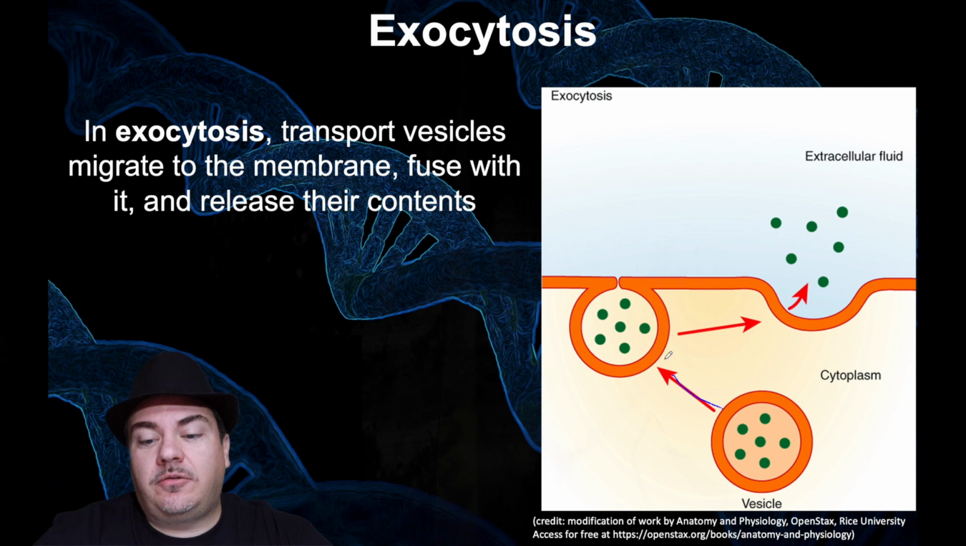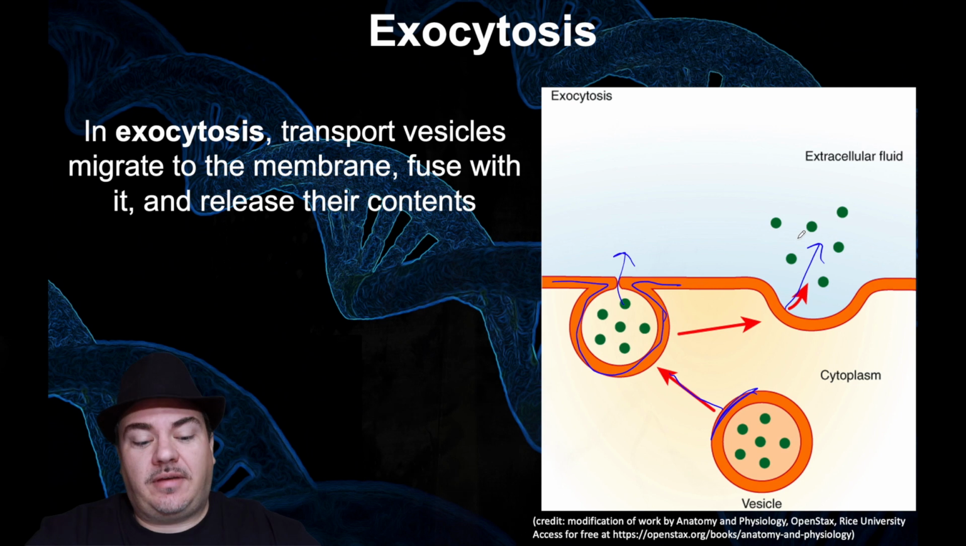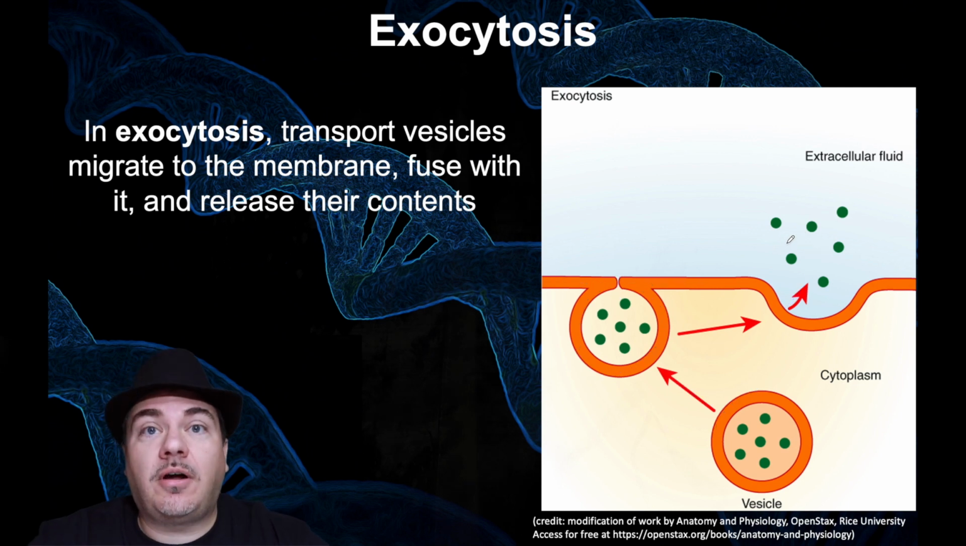It sends that vesicle to its plasma membrane. The membrane of the vesicle then fuses with the plasma membrane, so it becomes the plasma membrane. So now the contents, what's inside the vesicle, is now pushed out of the cell. That's exocytosis, how you get large things out of the cell.